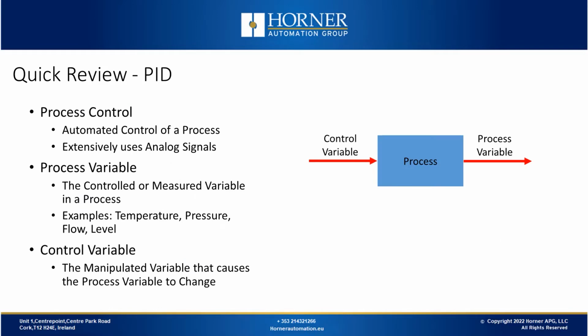Let's look at the process itself. Process control is the automated control of a process. Here there's some terms that you need to be familiar with. First, the process variable is the variable that's being measured or controlled in the process. So for an oven, for example, that could be the temperature of the oven. The control variable is the variable that we manipulate that will cause the process variable to change. In our oven example, that could be a gas valve that's controlling the flow of gas to a burner, which controls the temperature of the oven.